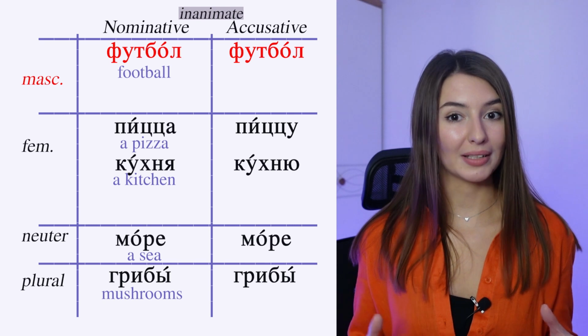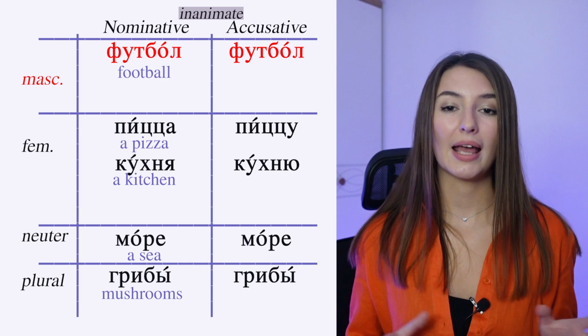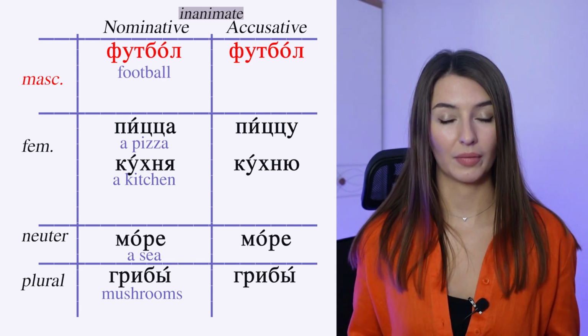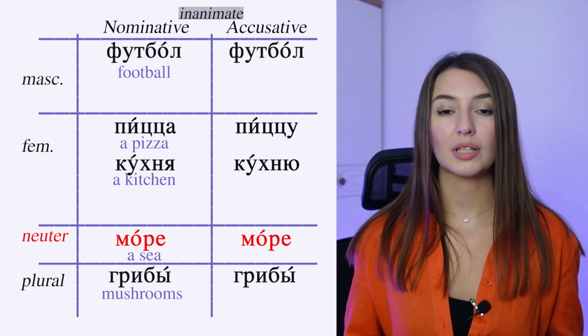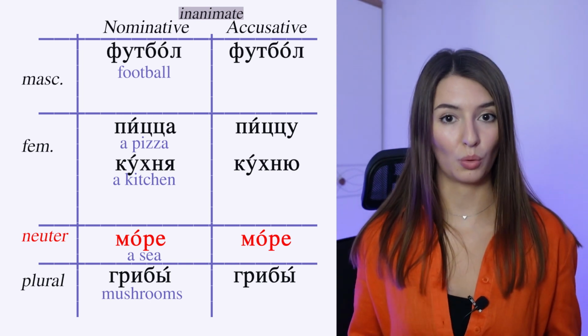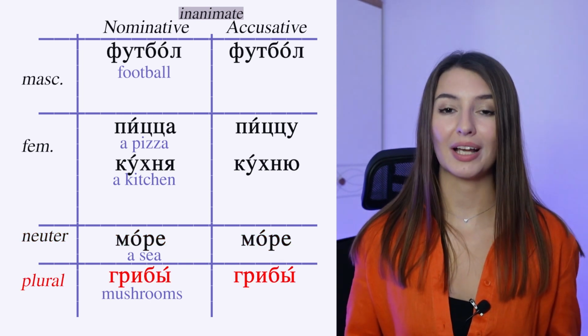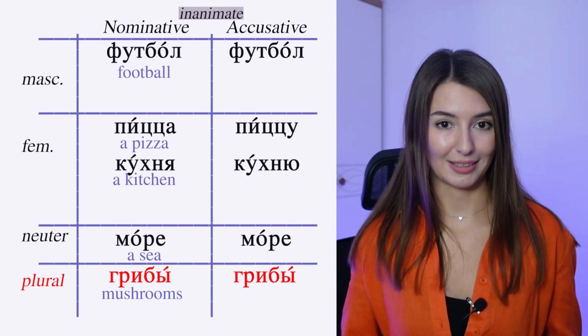When we talk about inanimate nouns, non-living things, the rule for making the accusative case is not that difficult. Let's look at the table. So, masculine inanimate nouns have the same form in the accusative case as in the nominative case. Football, football. Neuter nouns have the same form in both cases as well. Море, море. And plural nouns have also the same form in the nominative and accusative cases.